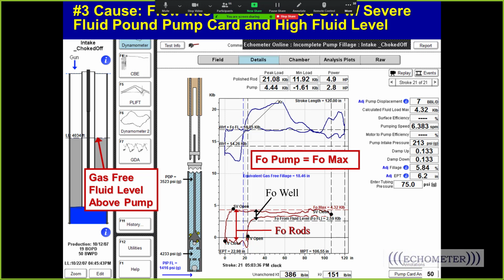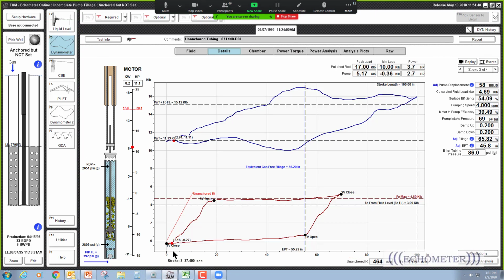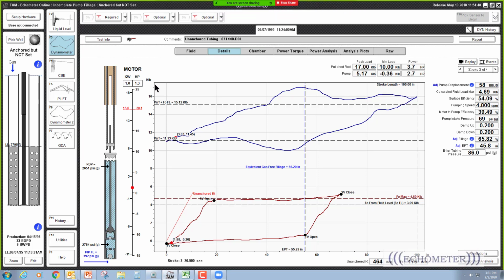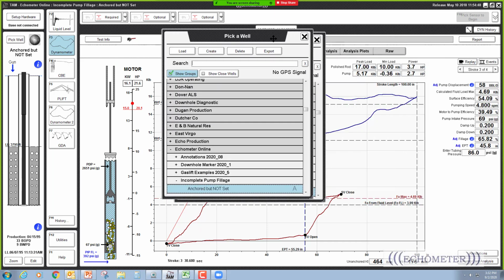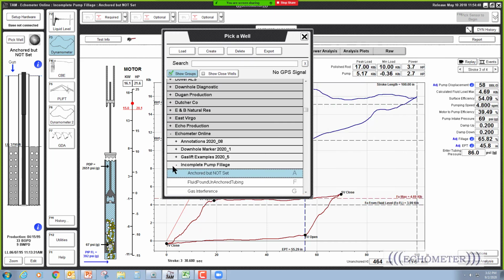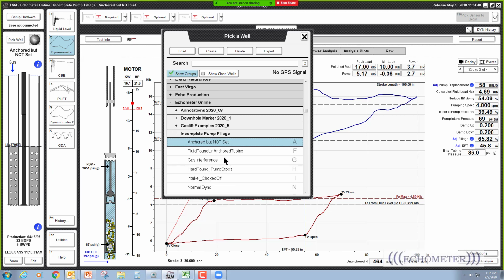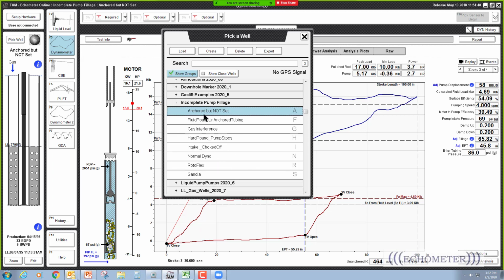That's all the questions we have so far, Lynn, if you want to go over some examples. Okay. So if we go to TAM, in the TAM example file, there are 8 examples. When I click on that example folder, that TAM export file, it will install on your computer in an Echometer online folder, a folder called Incomplete Pump Fillage with these 8 examples that we've talked about.